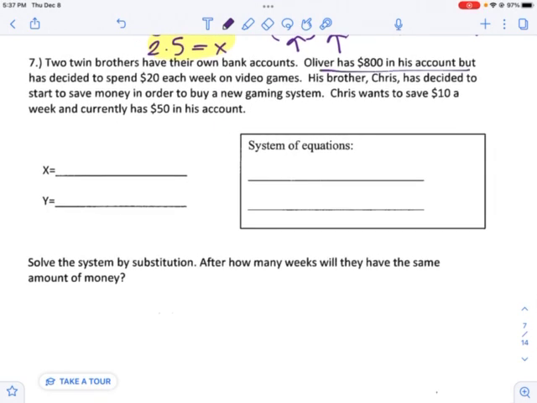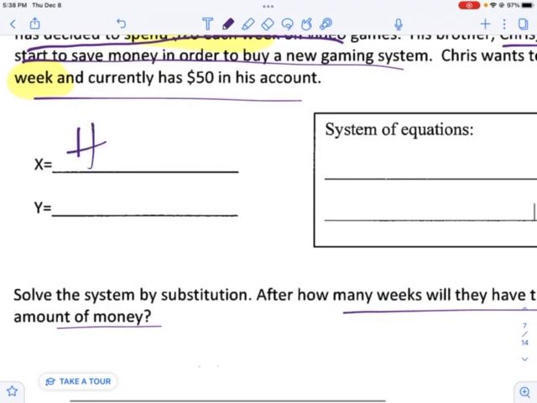Well, let's come up with what our variables are. We're measuring time in weeks: we're saving money $10 a week, and we're spending money $20 a week. So our X is the number of weeks. All right, so clearly somebody's spending money, somebody's saving money. So Y is going to be the total money in account, right? In the bank account. Oliver's, think about it, he's spending money. His amount is going down. Chris's amount is going up because he's saving money.